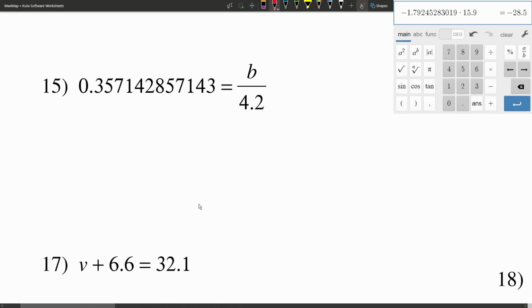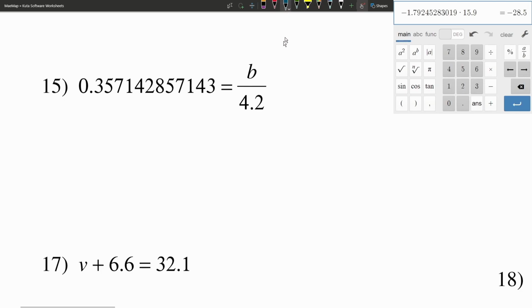Jumping on into number 15, again, one step, what are we going to do? Our variable, we're currently dividing by some number, so in order to get rid of it, we're going to multiply by it. When we multiply by that, you can see that it's going to cancel out because 4.2 divided by 4.2 just equals 1. So there we go, in one step, we've isolated our b, but remember, we multiplied by 4.2, so we're also going to have to multiply by 4.2 on the other side as well.